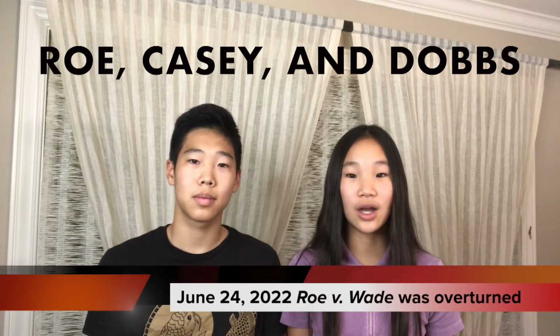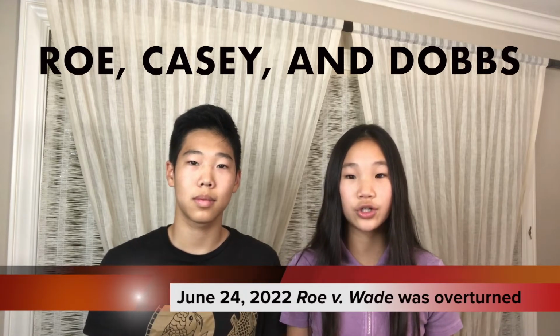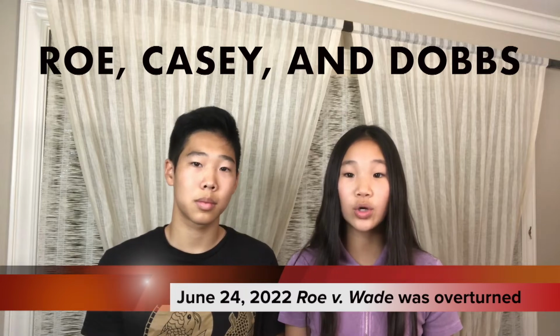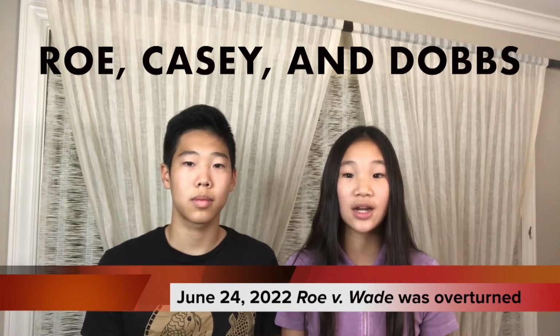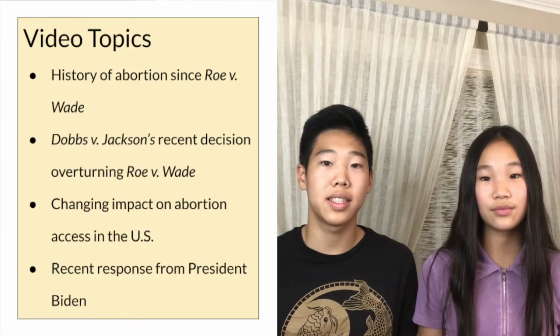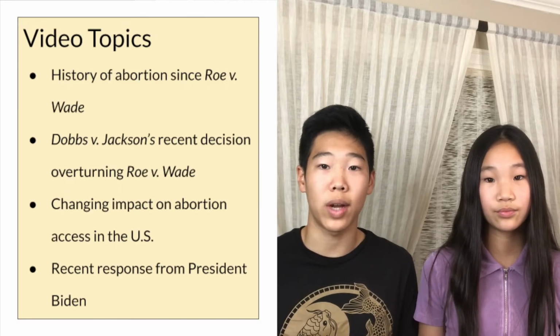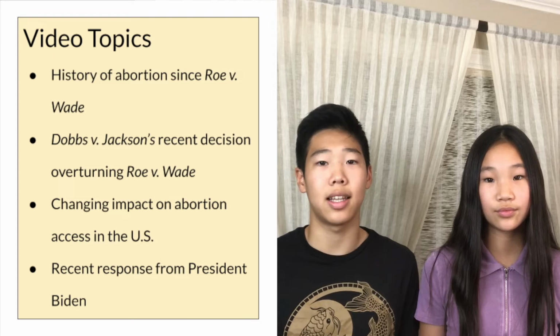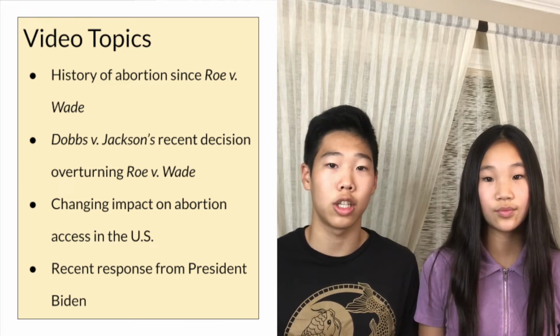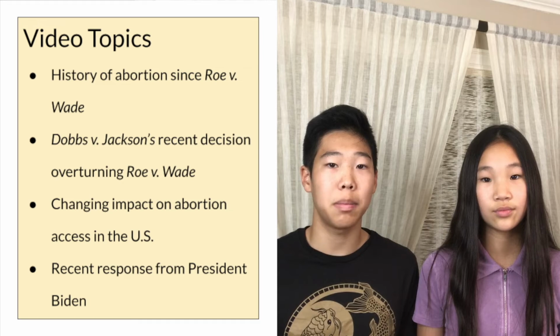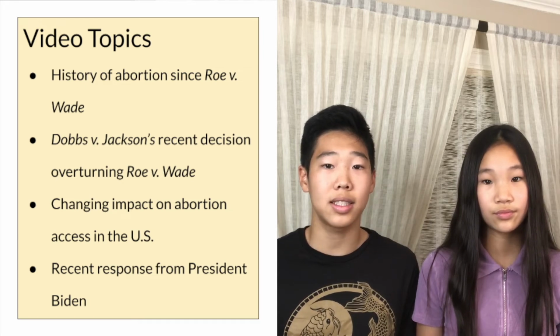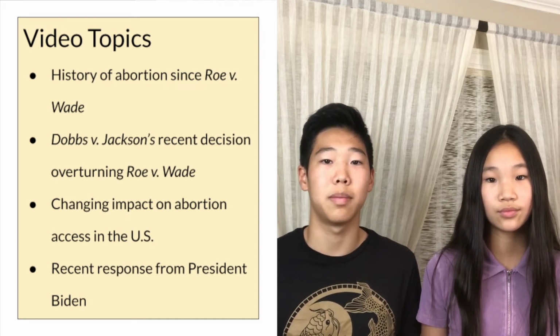A couple weeks ago, the U.S. Supreme Court overturned Roe v. Wade, which was a court decision from nearly 50 years ago, establishing that women had a constitutional right to abortion. In this video, we'll summarize the history of abortion since Roe v. Wade, explain the key cases that led up to the Supreme Court's decision in Dobbs last month, overturning Roe v. Wade, the changing impact on abortion access in the U.S., and the recent response from President Biden.